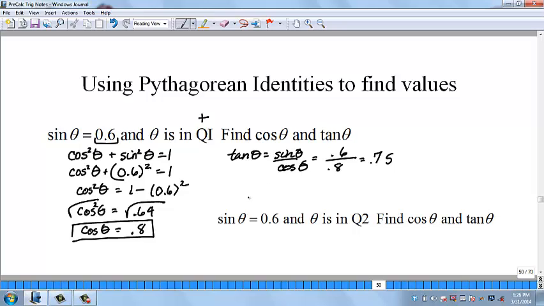Okay? Now it says if sine of theta is 0.6 and theta is in quadrant 2, find cosine and tangent. Well, first of all, I know that cosine is negative in quadrant 2 and so is tangent. So I could use the same formulas because taking something squared is a plus or a minus. So the cosine of theta in that quadrant is going to be negative 0.8 and the tangent of theta in that quadrant is going to be negative 0.75.